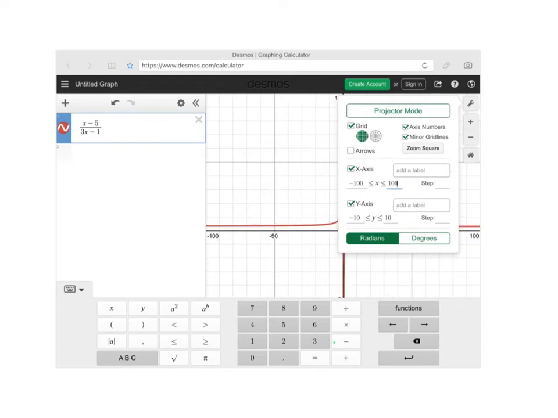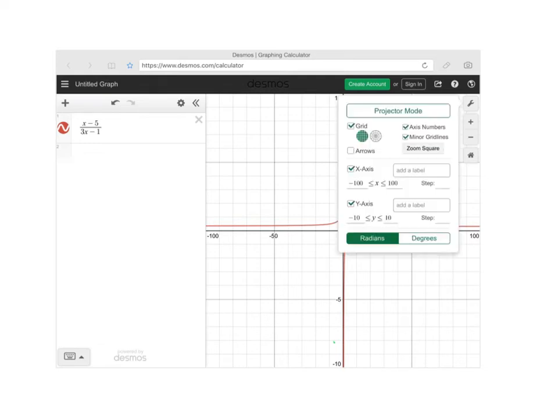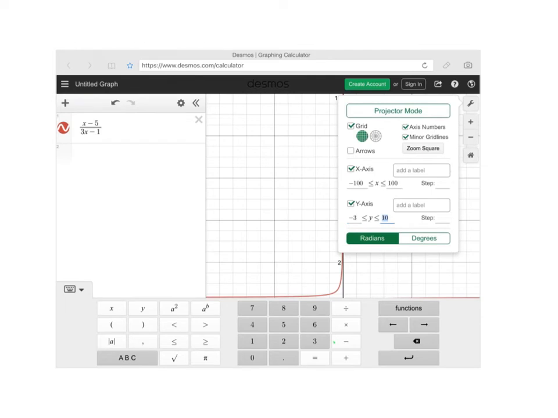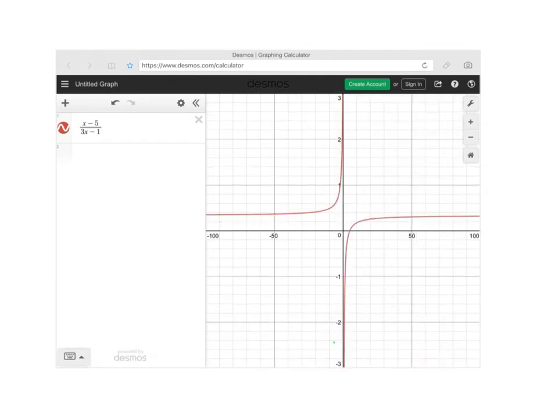Okay, going back there. See, we can see as x gets to 100, see how the graph is just above the axis? And as x is at negative 100, it's just above the axis too. We can in fact stretch the y-axis a little bit more too. I'm going to make this go from negative 3 to 3. And we can see, if we move that, it's like approaching a value that's not 0, right?